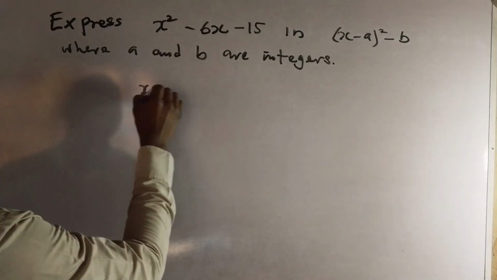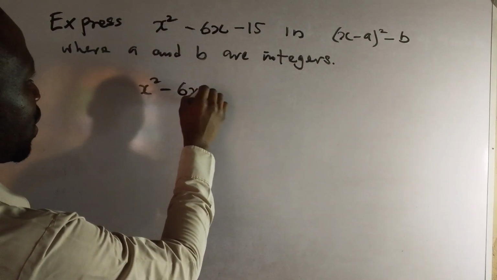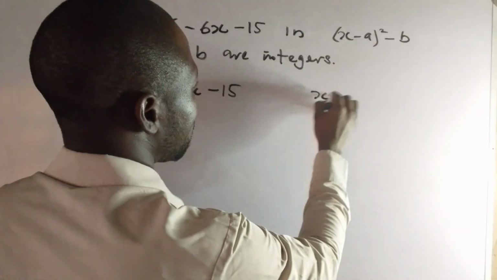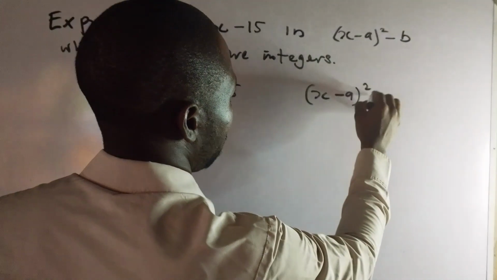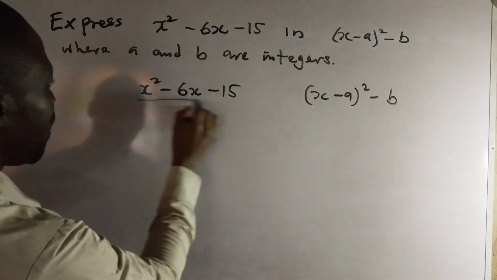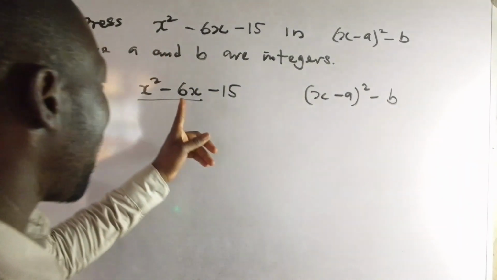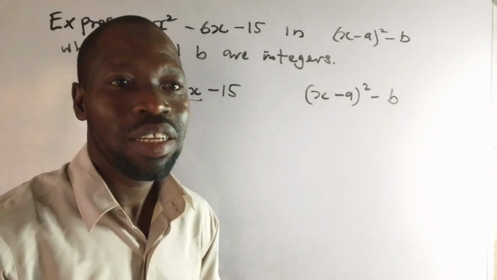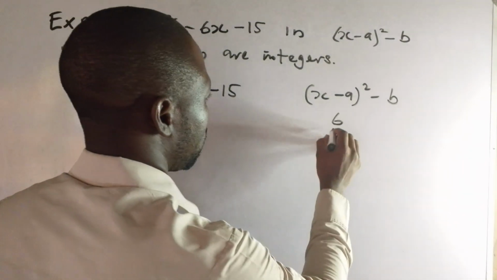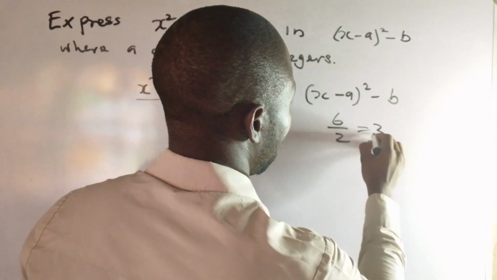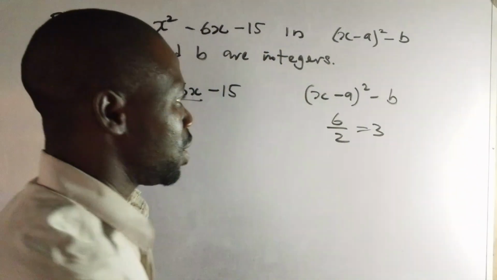So we're going to have x squared minus 6x minus 15, right? This is what we have. We're expressing it in (x minus a) squared minus b. So we want to make this a perfect square. To make it a perfect square, what I said we'll do is, first of all, find half of the coefficient of x. Half of the coefficient of x is 6 over 2, because the coefficient of x is 6. That is 3. We're going to square it.